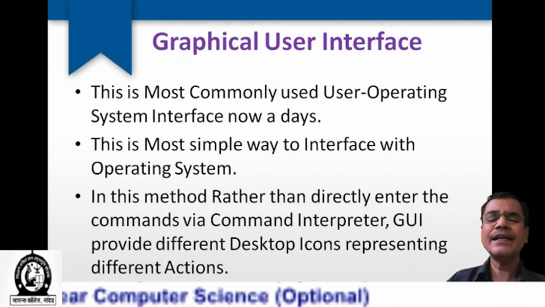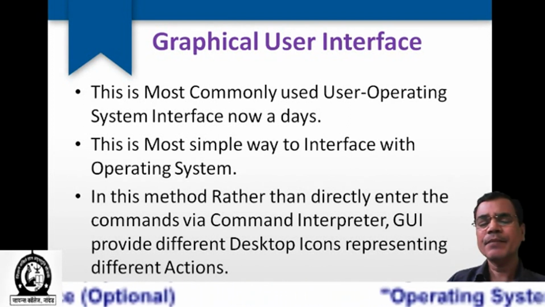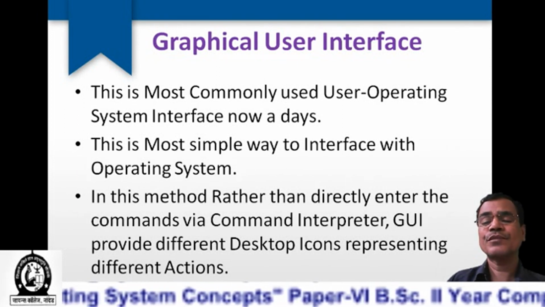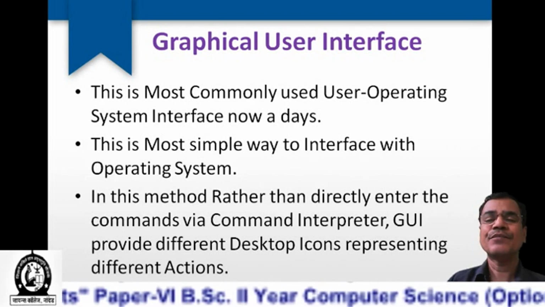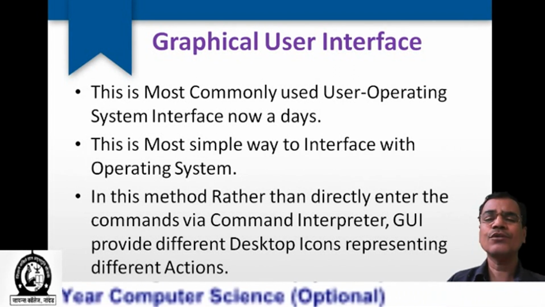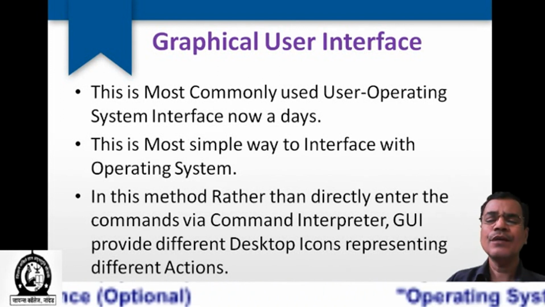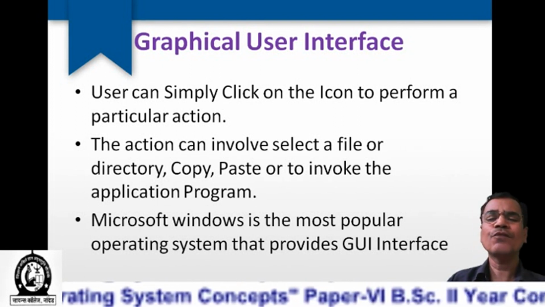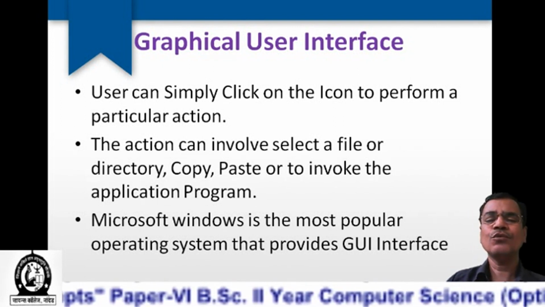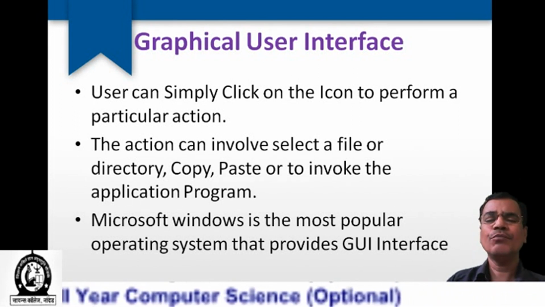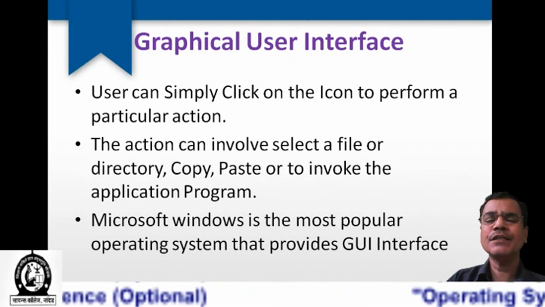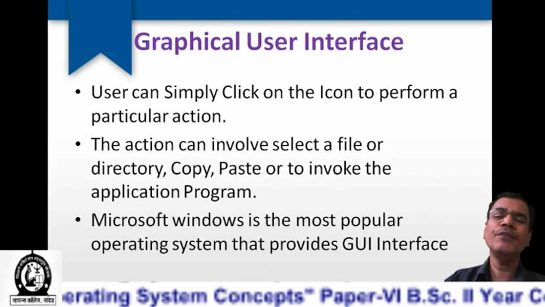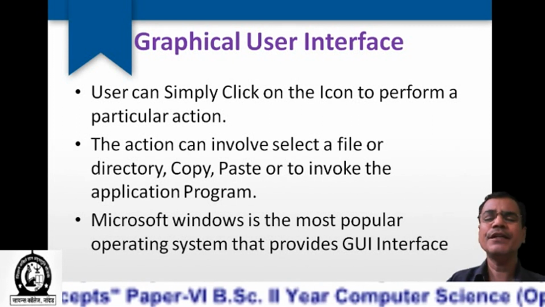Rather than directly entering commands via a command interpreter, the GUI provides different desktop icons representing different actions. So on the desktop there are different icons present, and the user simply clicks on a particular icon to perform a task. Suppose I want to open MS Word or open My Computer. What will I do? I will just move the mouse pointer and double click, so that particular application will be executed, or My Computer will open and the contents of My Computer will be displayed.